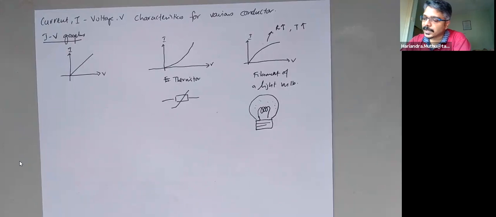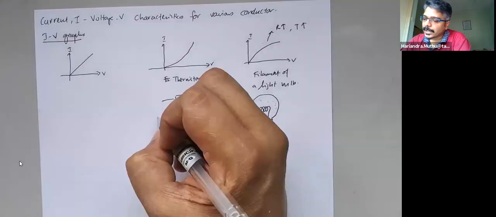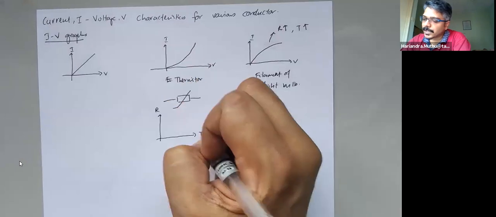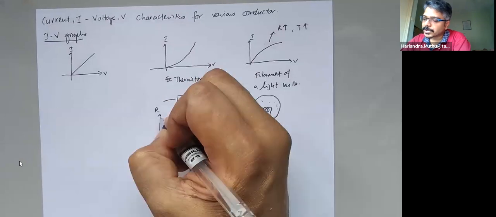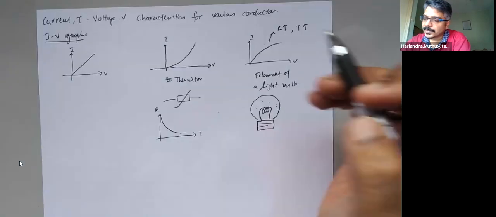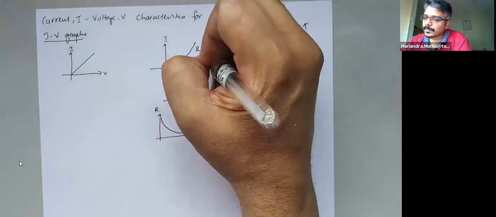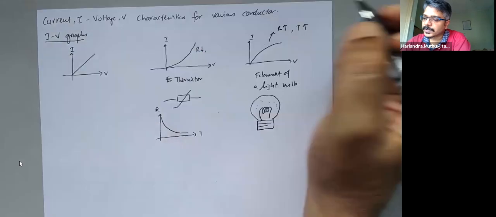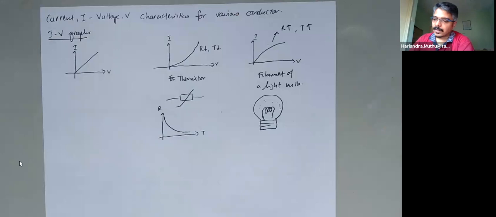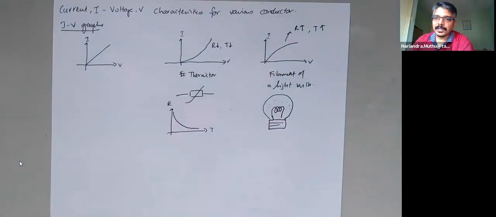Whereas in a thermistor, okay, this is the resistance and this is the temperature. So it is the other way around. As the temperature increases, resistance drops. So here the resistance drops, okay, as the temperature is increasing. Okay, so that's the concept of the IV graph.